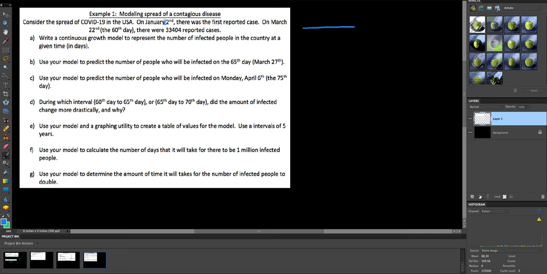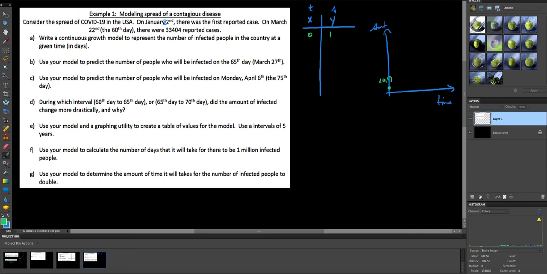So a couple of things, just good habits to have whenever you deal with problems like this. I'm going to write X and Y, but you can write T and then A to represent our time and amount. Two good things: always fill out a T-chart and always make a rough sketch of your graph, where this is time and this is the amount infected at a given time. So what do we know? Well, at least with respect to our model, we know that we started, at time 0, with 1 person infected, and that was on January 22nd. And then 60 days later, on March 22nd, 33,404 reported cases.